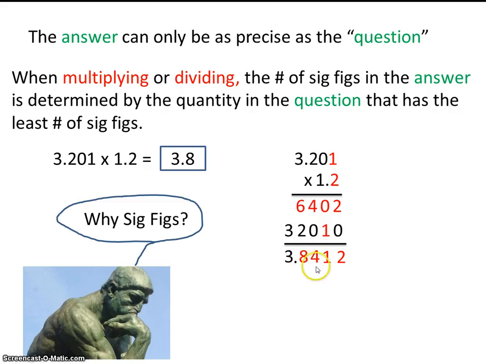Now, if this 8 is an uncertain digit, if we're not even sure that this is an 8, how can we be sure that this is a 4, or that that's a 1, or that that's a 2? It just doesn't make any sense to try to report a number to this degree of precision if we're not even sure if this number is actually an 8. Remember, these are measurements we're multiplying together. These measurements would have been taken in a lab. So once again, our answer is 3.8.